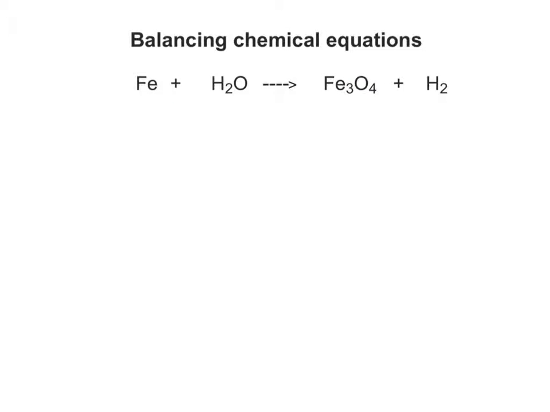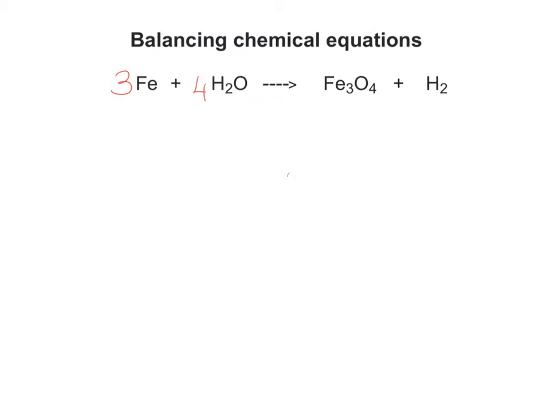This is our fifth example. In the reactant side, there is one iron atom, but in the product side, there are 3 iron atoms. So I will write 3 as a coefficient of iron and balance the number of iron atoms. And we can balance oxygen atoms. There are 4 oxygen atoms in the product side, but 1 in the reactant side. So I will write 4 as a coefficient of water.